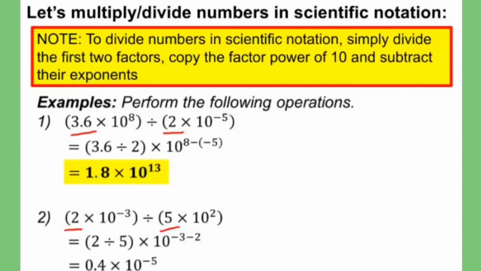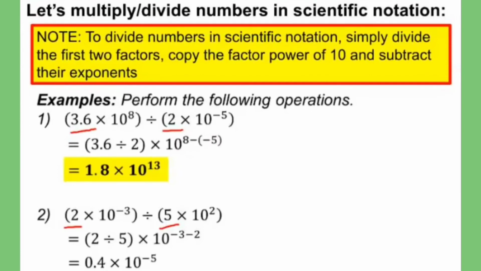However, this is not yet in scientific notation. We need to move the decimal point 1 unit to the right side. And since we have moved 1 unit to the right side, we have to subtract 1 from the exponent. Hence, the final answer must be 4 times 10 raised to the power of negative 6.